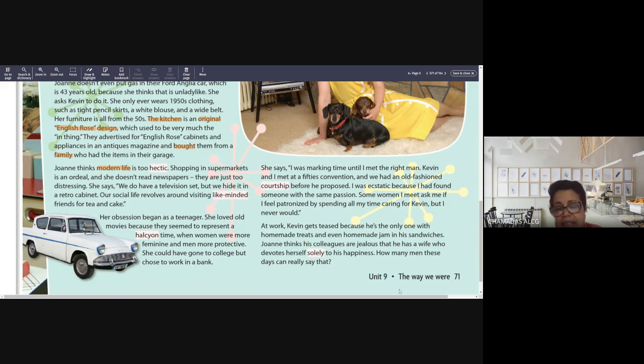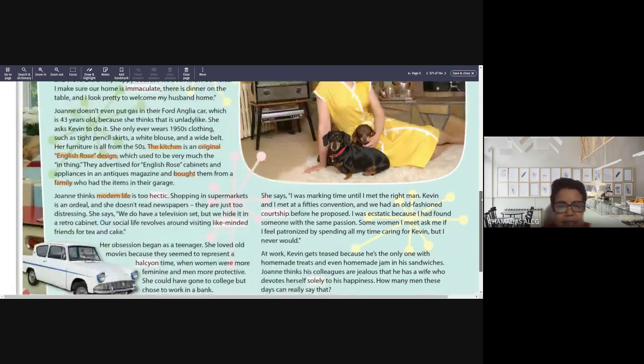So that's the idea. Only. He devotes herself only to his happiness. That's the only thing he wants. Actually, a wife who only devotes herself to his happiness, okay? Only to her husband, solely, okay? That's exclusively. Exclusively, all right? So that's it.